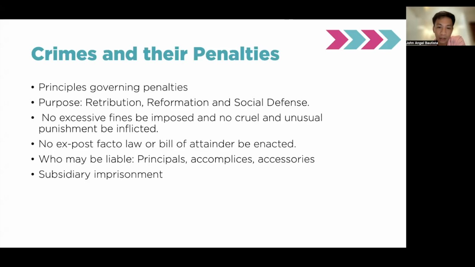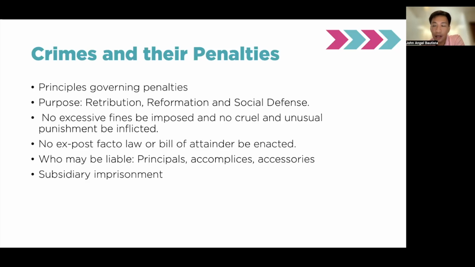Who may be liable? Sino ba yung mga pwede maging liable? Yung principal, kung sino yung talagang gumawa ng act. Yung mga accomplices, yung mga hindi principal, yung mga hindi sila mismo ang gumawa pero they did something to facilitate or padaliin yung pag-commit ng crime. And yung accessories. Yung accessories naman, they come after.